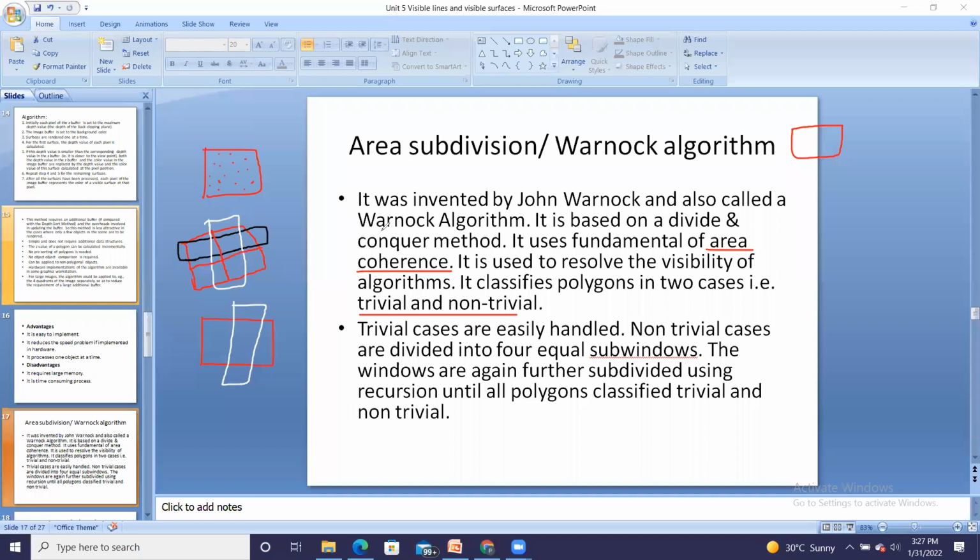Okay. Now what will happen? If I consider window number 1 and window number 2, are they trivial or non-trivial?